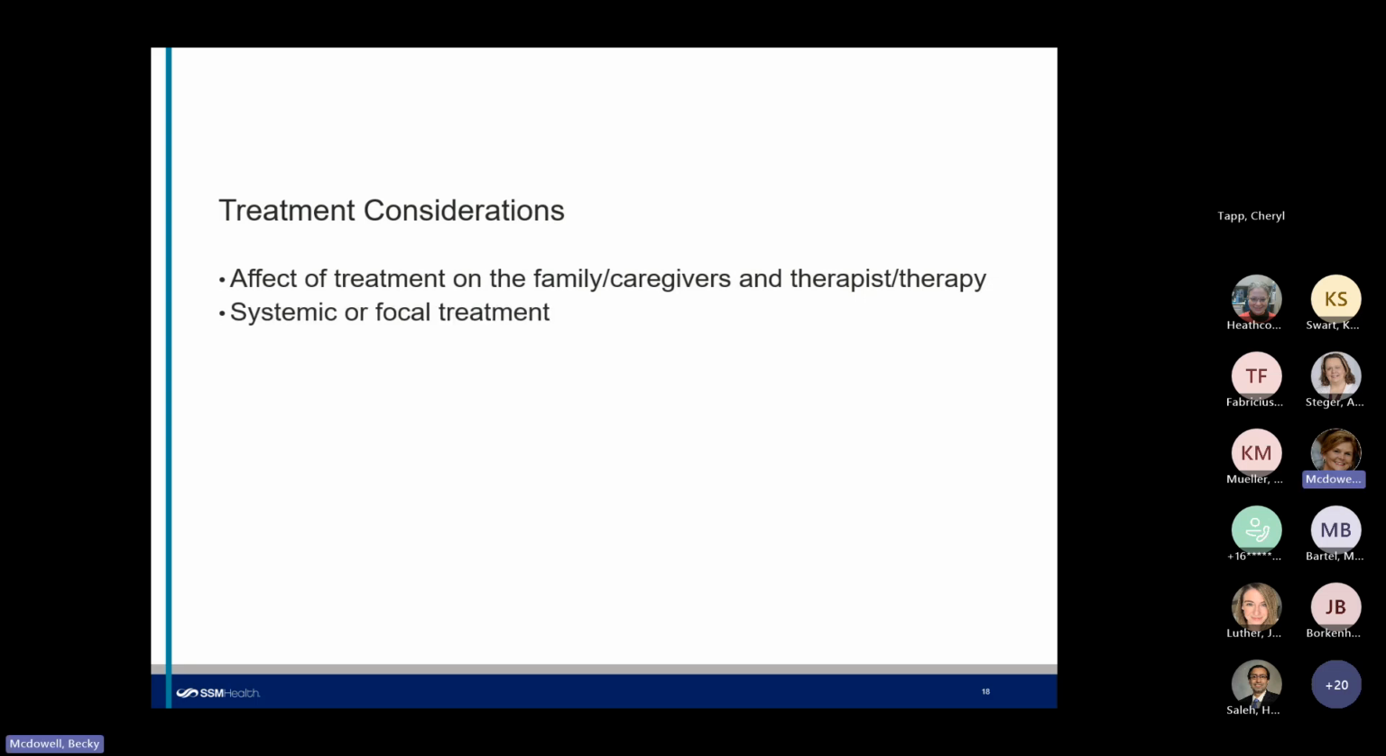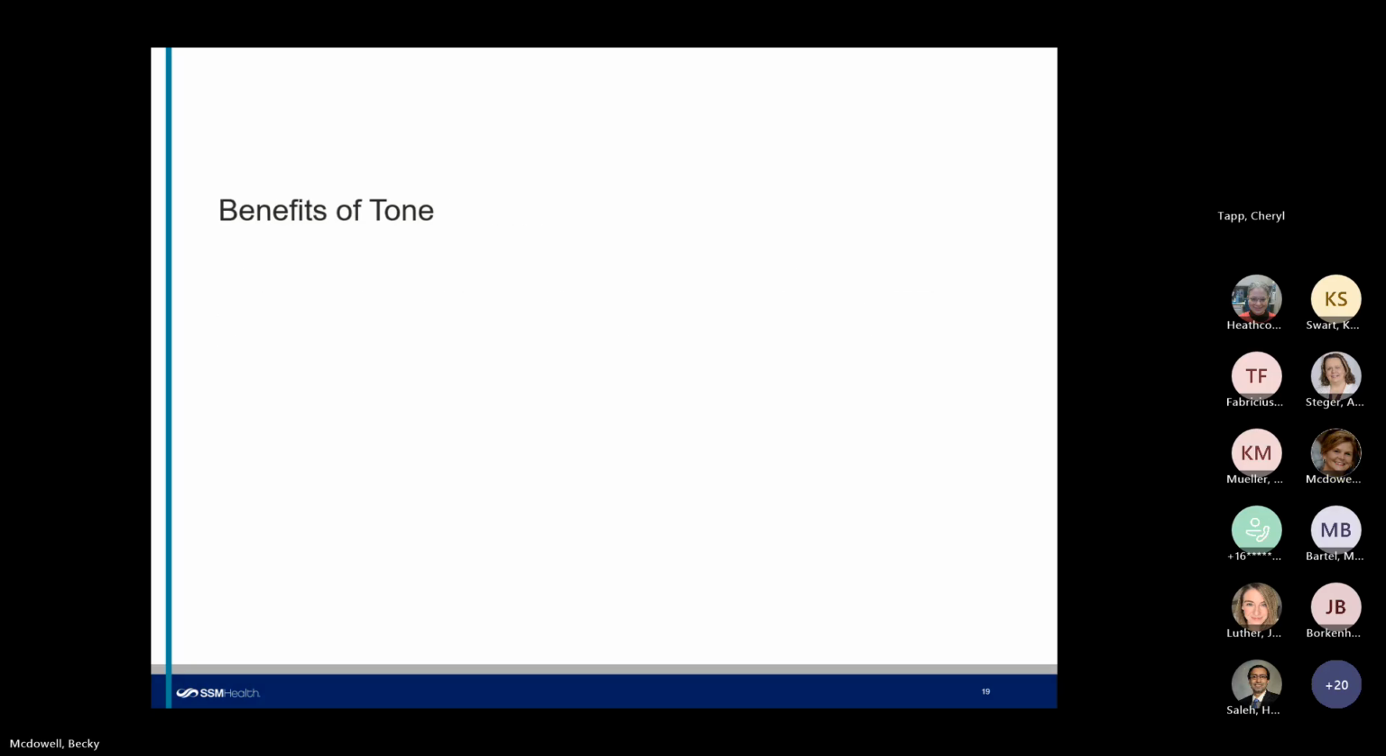When I look at treatment options, I also want to know if it's going to be a systemic treatment or more of a focal treatment. And the overall goal of treating spasticity is to reduce maladaptive abnormal tone while improving function.